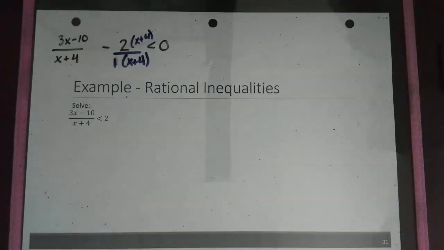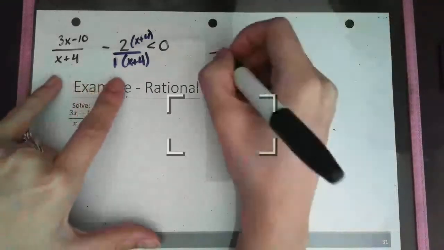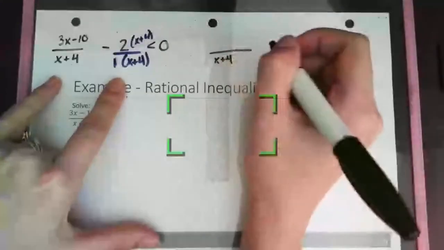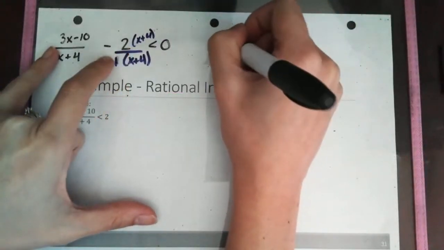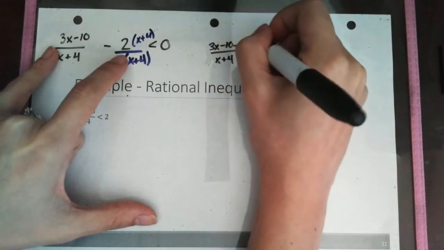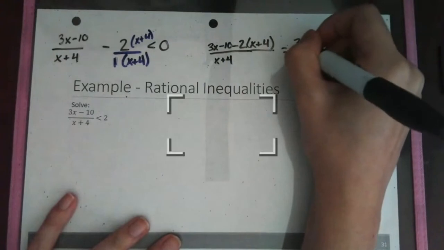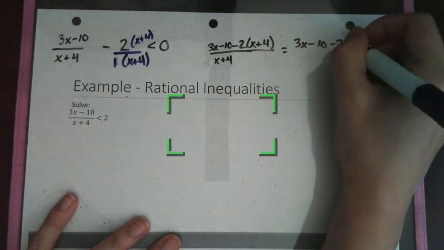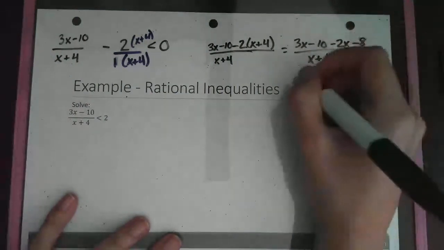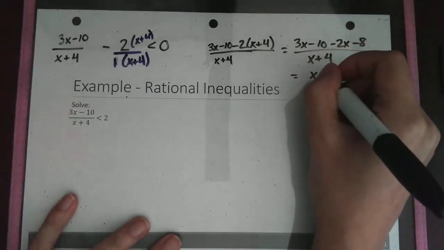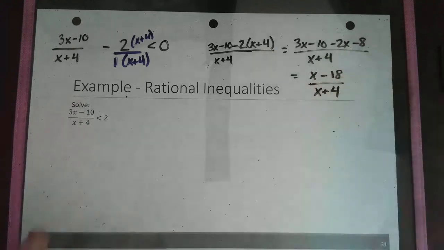So I'm just going to look at that left-hand side for a second. We have x + 4 as our denominator. Our numerator is 3x - 10 - 2(x + 4). So that's going to be (3x - 10 - 2x - 8) over x + 4, and that's going to simplify into (x - 18)/(x + 4).